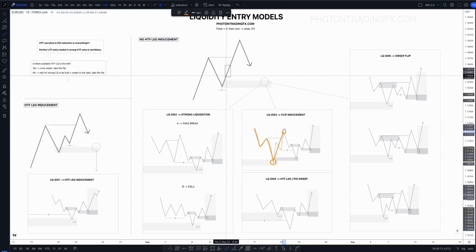Well, if we look to the left on the higher time frames, no, because we know there was nothing here. If we look here on the pullback, has there been any liquidation? That is not a strong liquidation, right? Because it's a weak low. It didn't break anything, okay? So for these entry models, I need to see a strong liquidation, and that's not a liquidation.